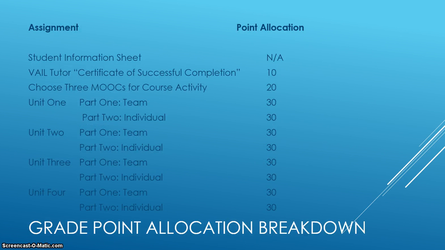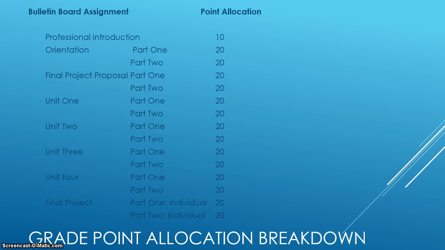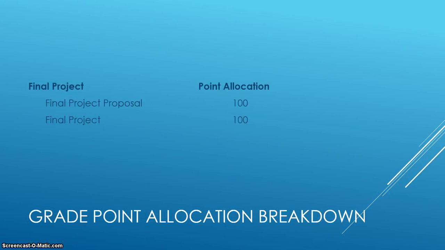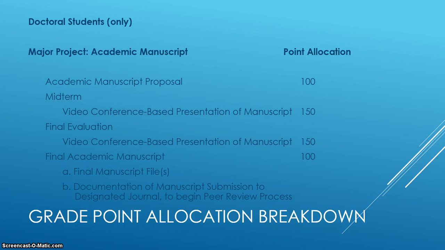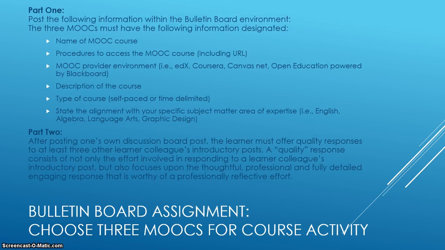For our assignments and the point allocations, the listing is there. Although the student information sheet does not have points allocated, it's still an expectation. The midterm evaluation, the points allocation, final evaluation, the formative evaluation, the point allocations. Bulletin board assignments, please note the point allocations for each. The final project point allocations. And for the doctoral students only, the point allocations. And for each of the MOOC environments, it designates exactly what needs to occur. For the bulletin board assignments, it designates exactly what needs to occur within this course.